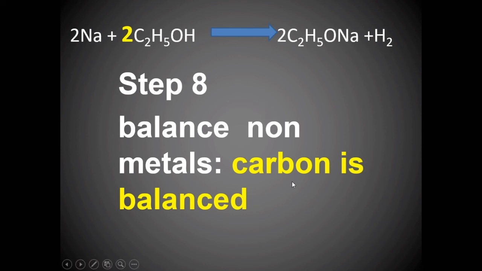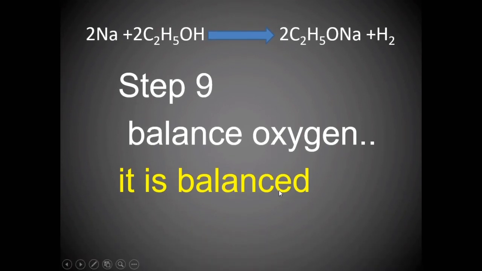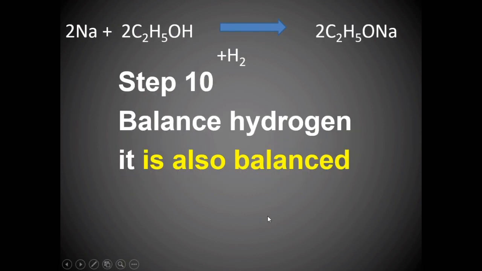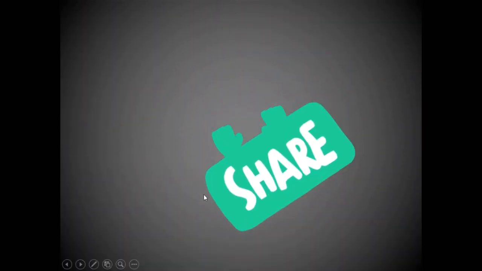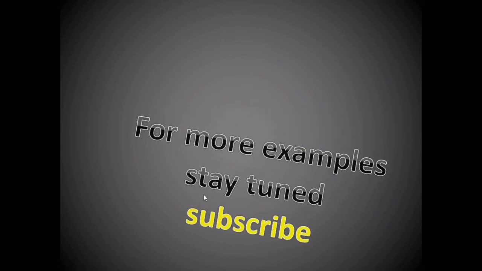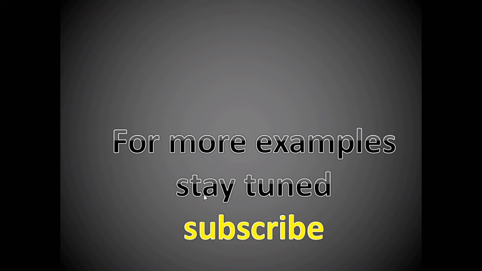After checking the non-metals we move toward the oxygen. Oxygen is balanced in the chemical reaction, and after balancing oxygen we move toward the hydrogen. Hydrogen is balanced. So our reaction is balanced.